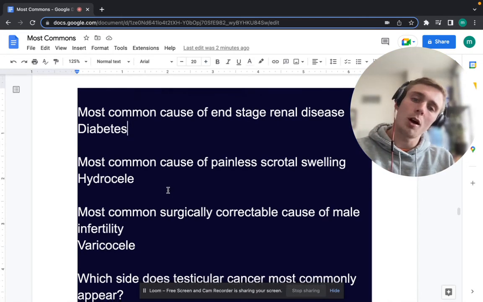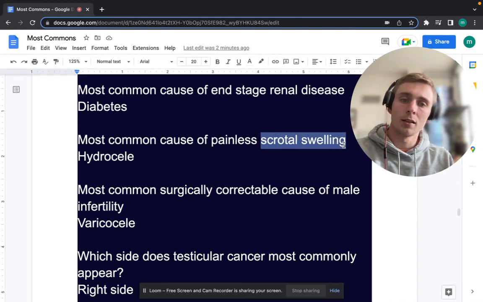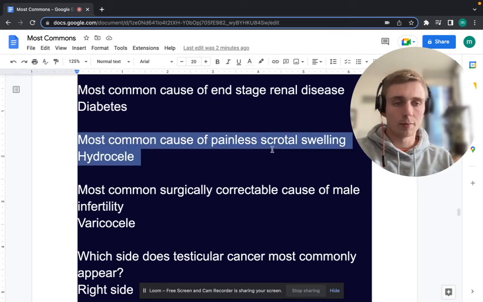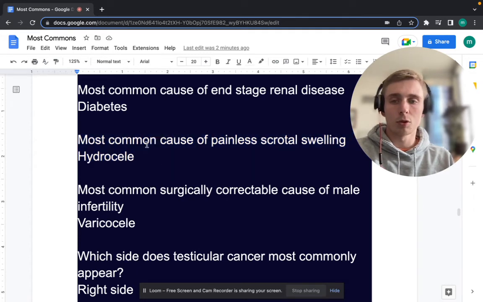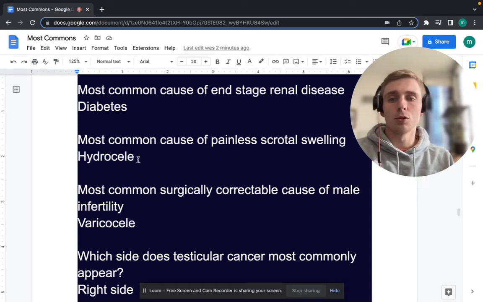How about the most common cause of a painless scrotal swelling? The most common cause of painless scrotal swelling is a hydrocele. And a hydrocele, remember, you can transilluminate it. If you put your pen light on the scrotum, the light goes through the scrotum, and that typically means it's just water.